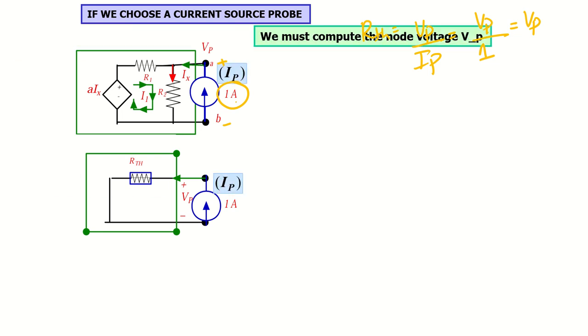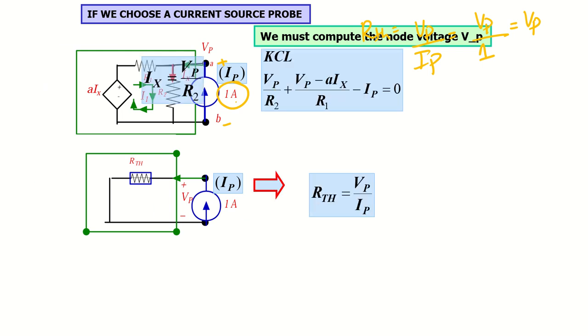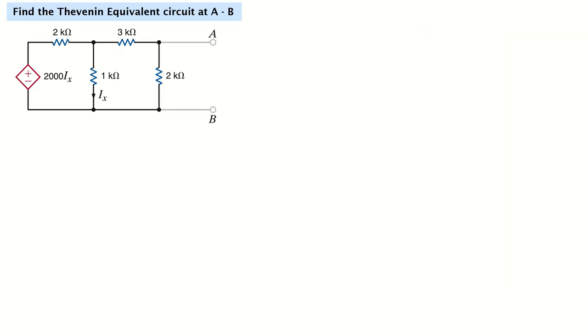Now let's have a look at a practical example to see how we can apply this concept. So the question is: find the Thevenin equivalent circuit at A and B. Thevenin equivalent circuit means we want to find basically the R Thevenin. If I have a circuit, I can simplify this whole circuit between point A and B in the form of R Thevenin. So this is the purpose of getting the Thevenin circuit. Now our target is to get R Thevenin.